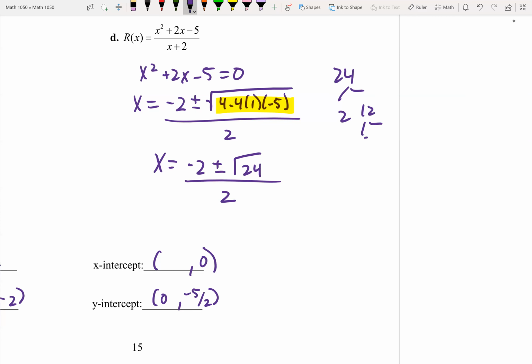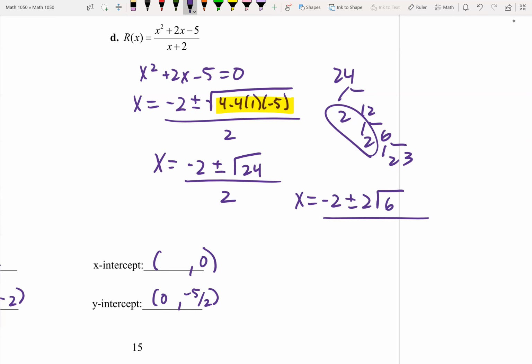24 is 2 times 12, 12 is 2 times 6, 6 is 2 times 3. These two 2's come out as a single 2. So now I have x equals negative 2 plus or minus 2 square root of 6 all over 2. Listen to my question. Can I cancel that 2 with that 2 and get -1 plus or minus 2 square root of 6 as my answers?